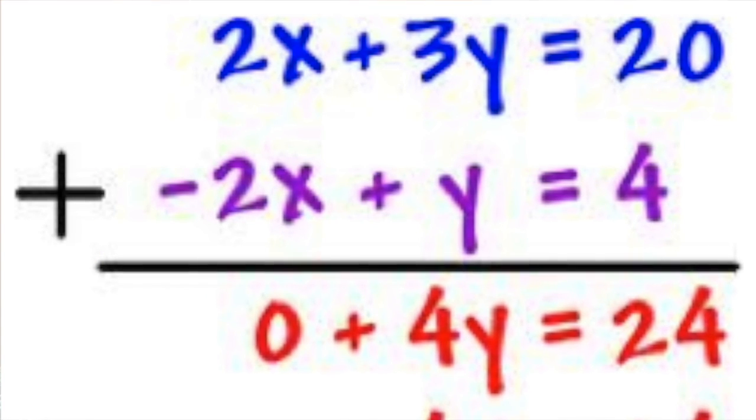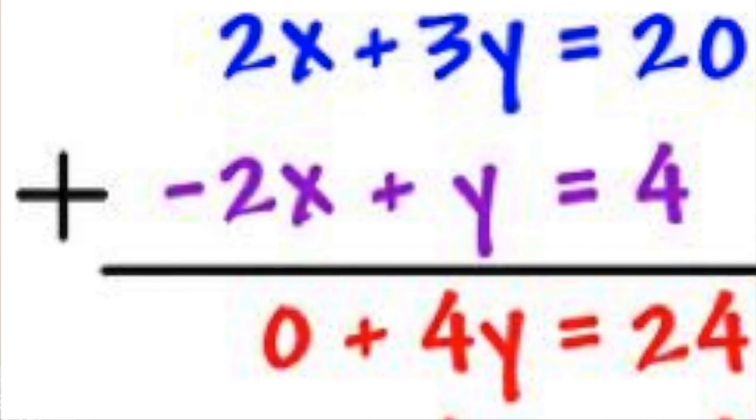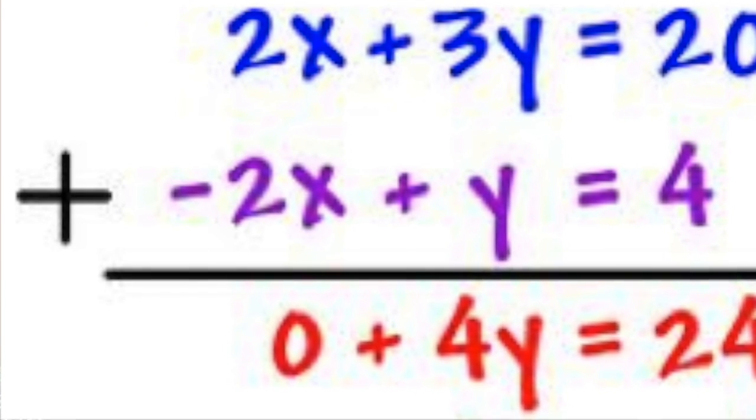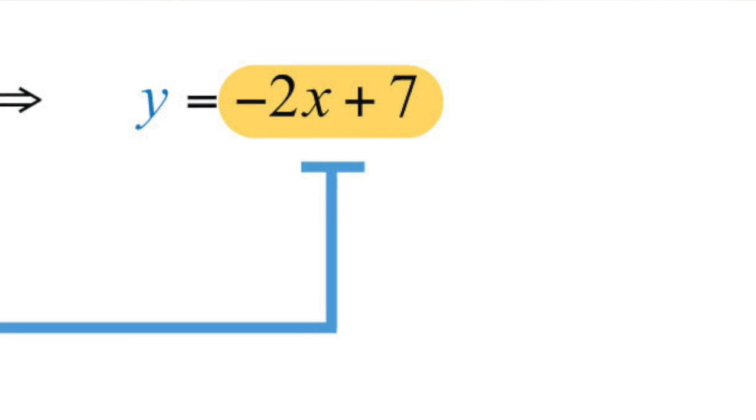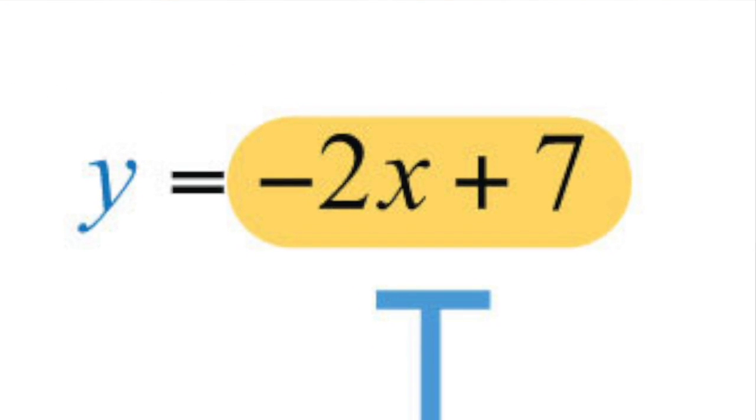In this case, 2x and negative 2x add together to 0. Therefore, x is eliminated and you can solve for y. The next one is substitution. First, you would solve for one variable. In this case, we solve for y. It equals negative 2x plus 7.